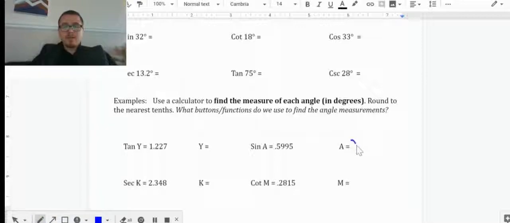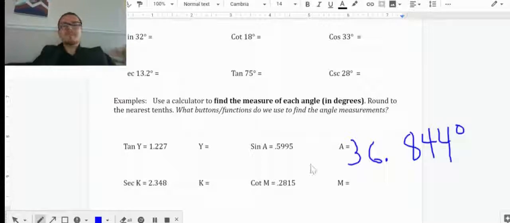Okay, I remember. So let's use secant of k equals 2.48. That's the ratio. Secant is the inverse of cosine, so second cosine, and then you're not going to put in 2.348, you put in 1 over 0.348, because you're trying to get the inverse. And you get 64.73.